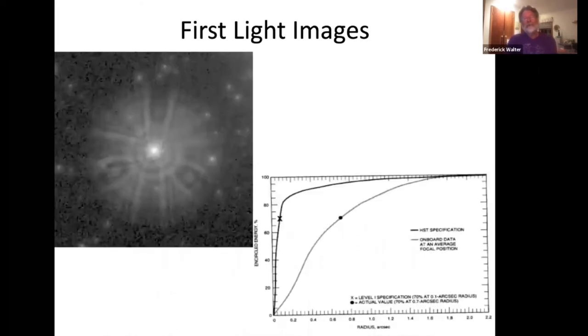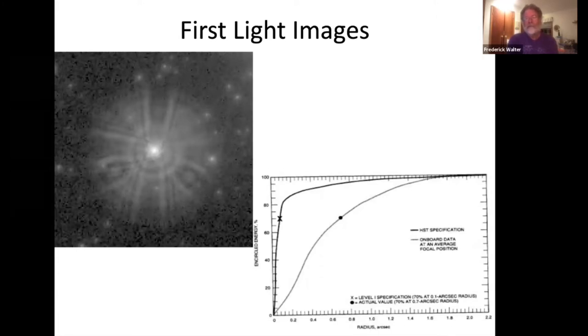So this was the first light image. This is what the operators on the ground saw a few weeks after the space telescope was launched from the, was thrown overboard from the space shuttle. And it's a rather ugly picture. You see stars there, but the stars are fuzzy and there's a lot of scattered light.